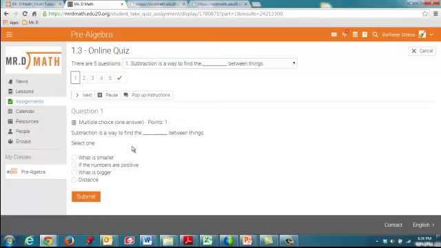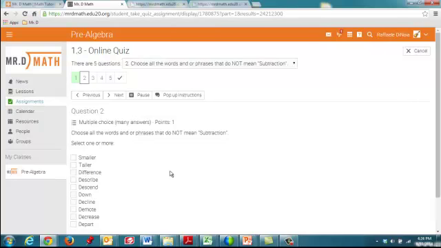So it says this: subtraction is the best way to find the blank between things. Well, I'm going to get a couple wrong here. I'm going to say, what is bigger between things? Now, I know that's wrong, but I want you to see what happens when I get one wrong. I can go back and do it again.